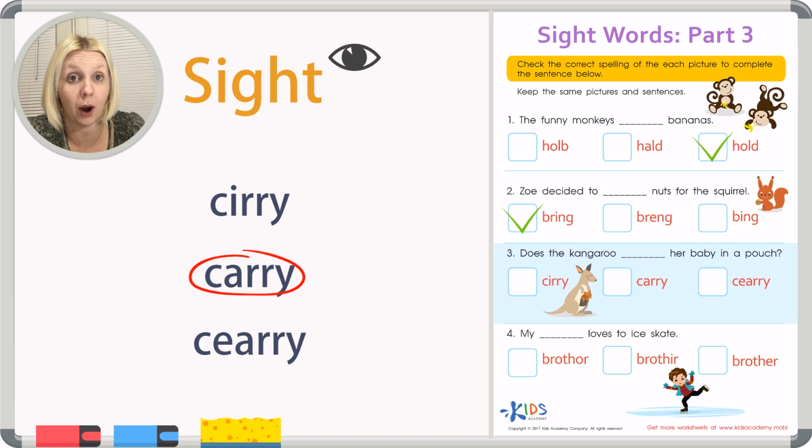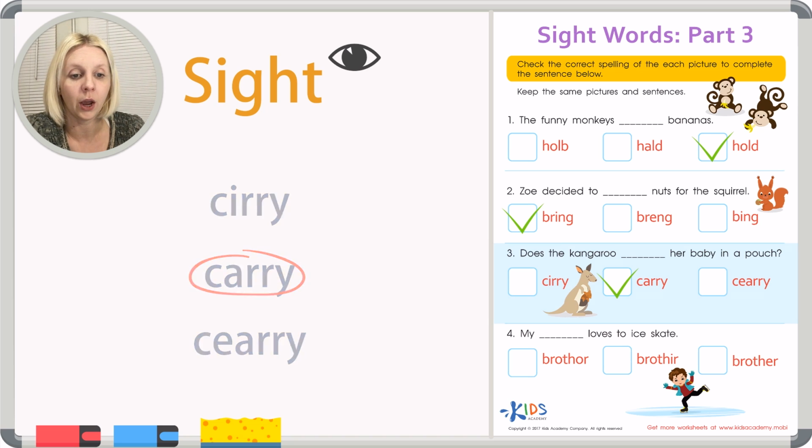Okay, so let's practice this so we get into our working memory. So if we come across this word again, we'll know which one is correct. So we need to spell the word carry. Let's practice. Let's write together. Carry. Let's do it again. Carry. Carry. So we're going to come over here and we're going to check the correct spelling of the word carry. Okay, great job. We've got one more left.